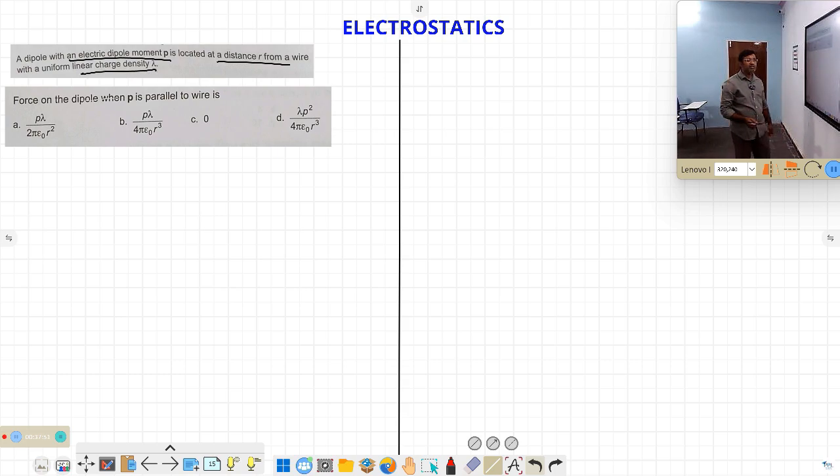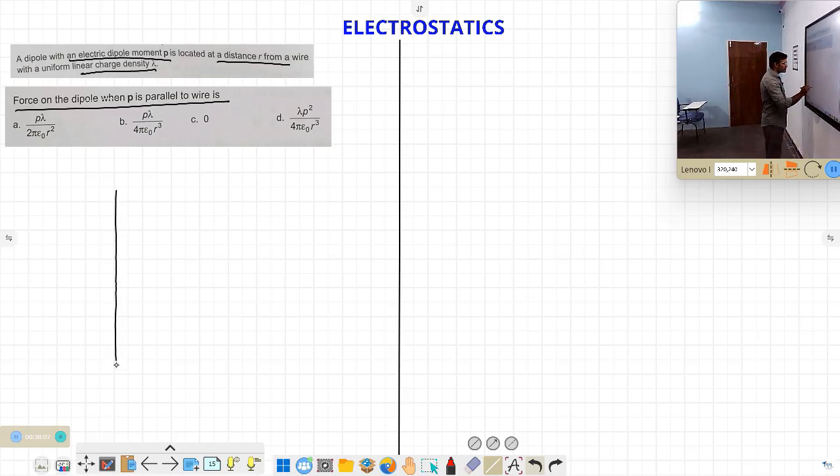We already discussed in the previous class the electric field due to a linearly charged wire. That wire with linear charge density lambda produces an electric field, and they are asking for the force on the dipole when P is parallel to y. It means we take a wire which is positively charged, of infinite length, where the charges are distributed over the length with linear charge density lambda. Now, at a perpendicular distance r, we place a dipole.